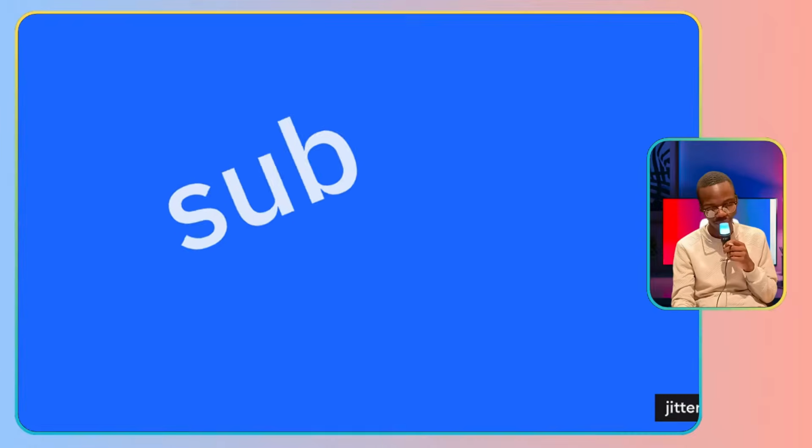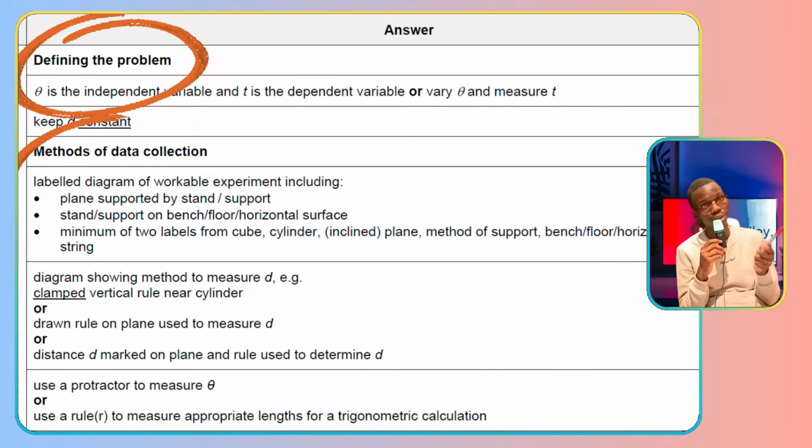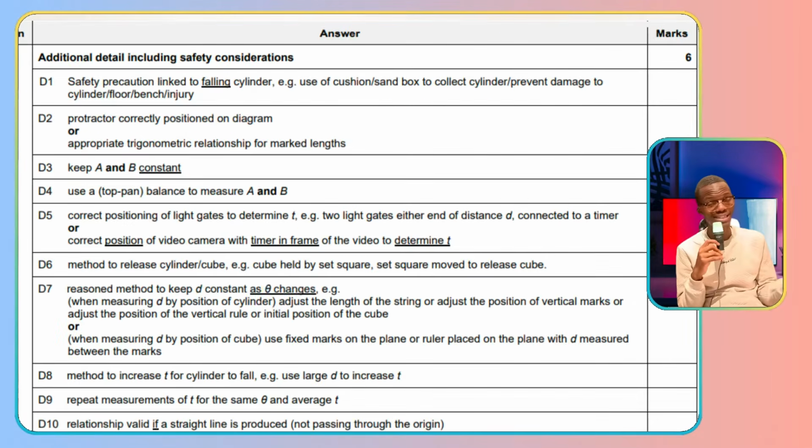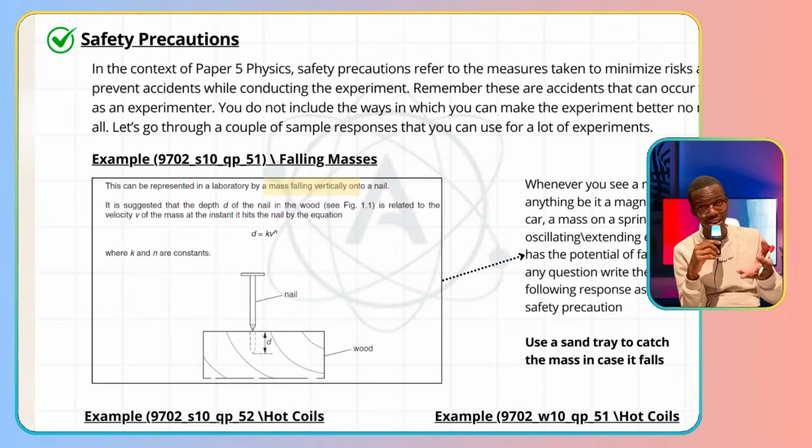This is the last subtopic you ever see. Why does it exist? Well, you just need to include all the details that you didn't include in other parts of question 1. Additional details carry 6 marks. So I'm going to go through a couple of things. We've already covered the safety precautions, for example. They actually fall under additional details.